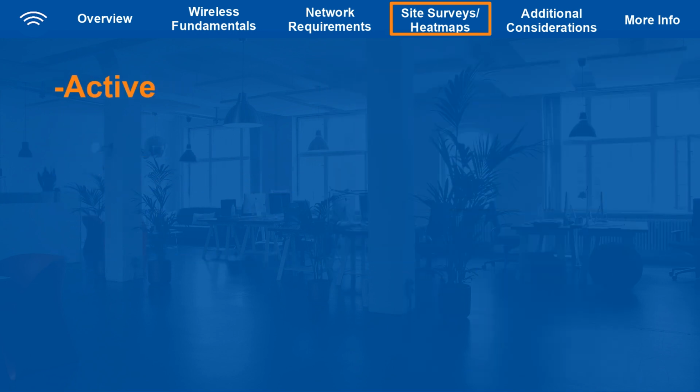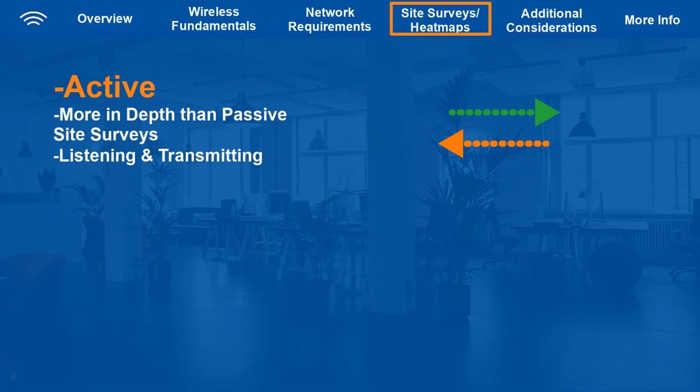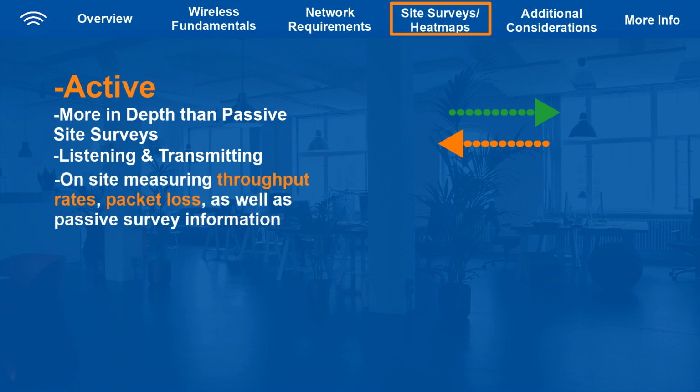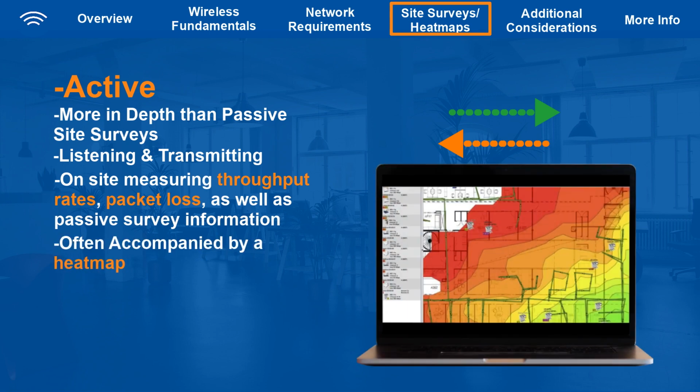Active site surveys are a lot more in-depth. For an active site survey, you send and receive data on the network to get exact measurements. These are done to deploy and troubleshoot wireless networks as you measure things like throughput rates, packet loss, as well as all of the information from passive site surveys. When actively surveying a site, you typically create a wireless heat map as well to get a visual on the radio frequency strengths. Heat maps are great because you can really see where your problem areas are.